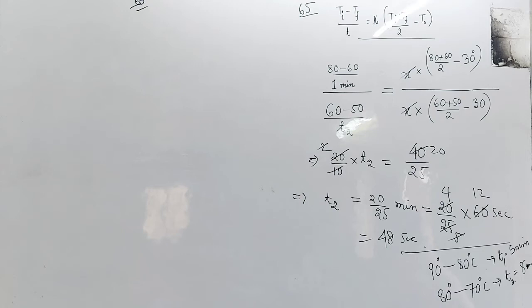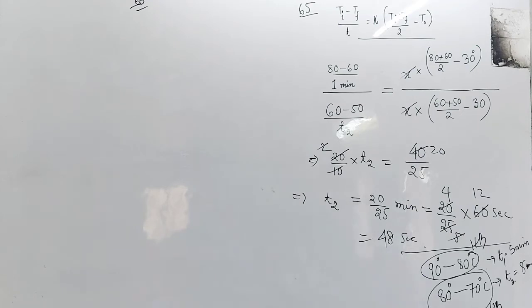You consider only the hot object. The temperature decrease from 90 to 80 degrees Celsius is only for the hot body, and the decrease from 80 to 70 is also only for the hot body. There must be heat loss, and heat cannot be lost to itself. It must be lost to the surrounding, and we do not consider the surrounding.